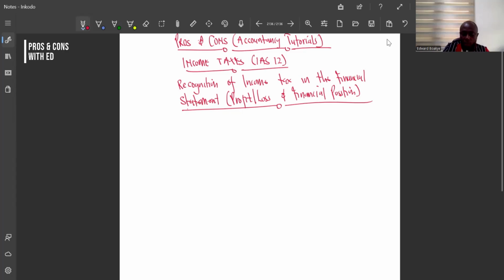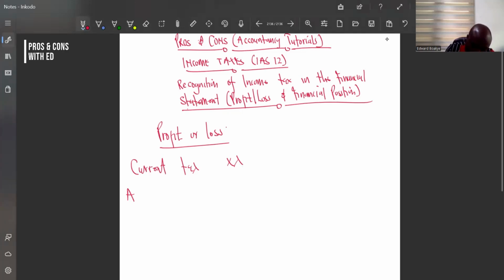So what we recognize in our profit or loss becomes the actual current tax, which is the liability for today. Then we adjust it with either over or under provision.